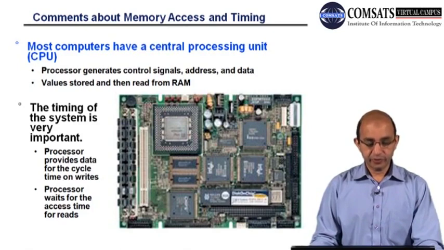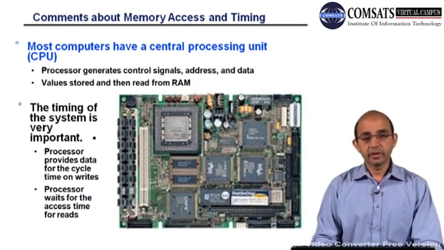So in the case of the CPU, the processing is done by the central processing unit. It provides data for the cycle time whenever we want to write. On the other hand, the processor has to wait for the access time for different read operations.